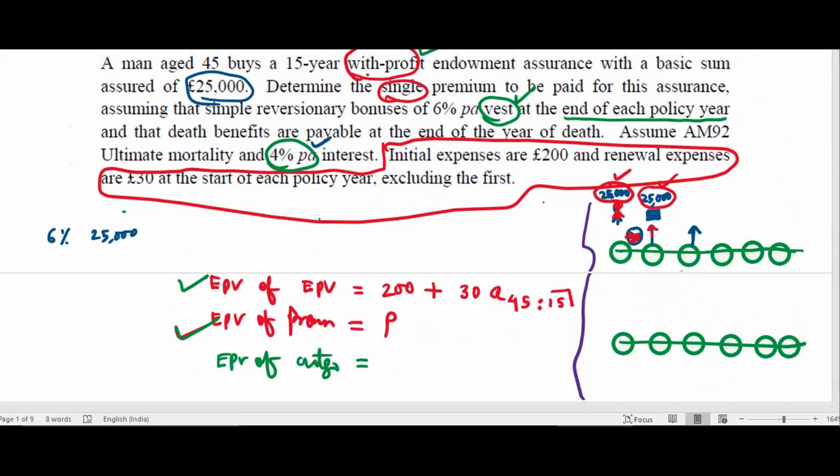I'm not writing when they are vested. If the person dies here, you will get 25,000 only. If the person survives here, then 6% will be added, and the benefit will be 25 into 1.04. That way it will continue. And you have to find the expected present value here.